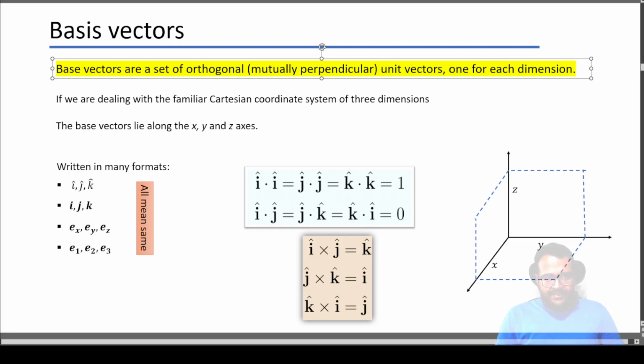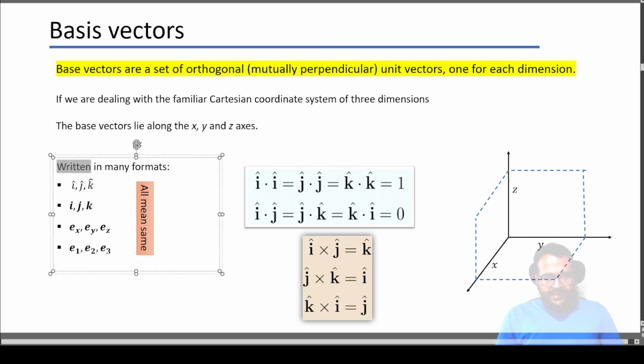The unit vectors are written in many formats, like i cap, j cap, and k cap. This is one way to write it. Bold i, bold j, and bold k is another way to write it. Ex, ey, ez in bold is another way.